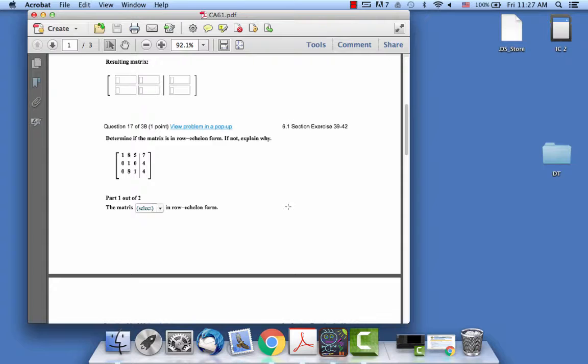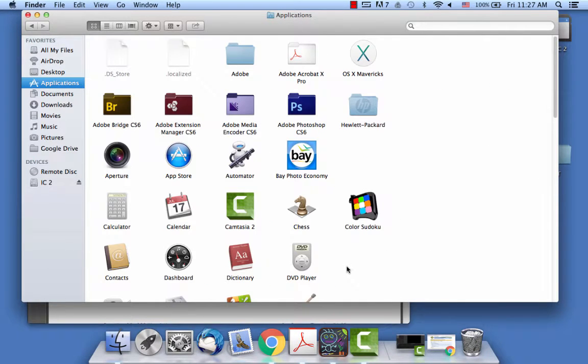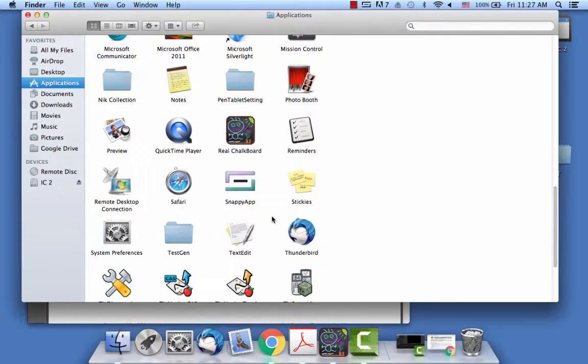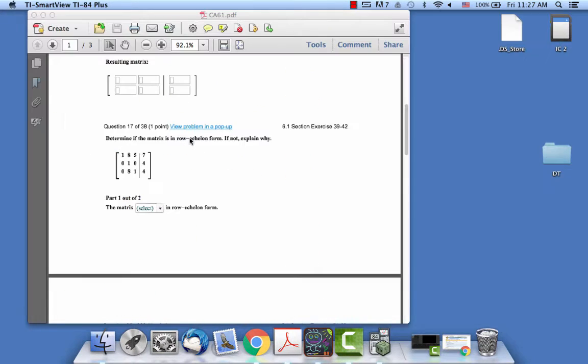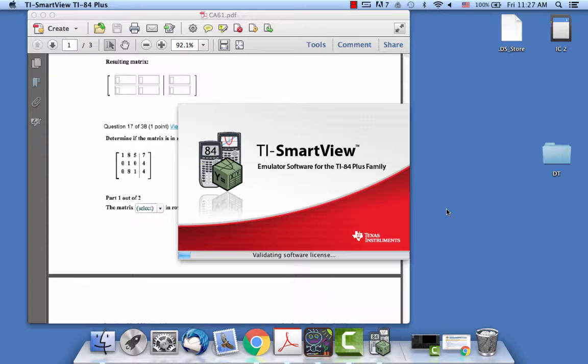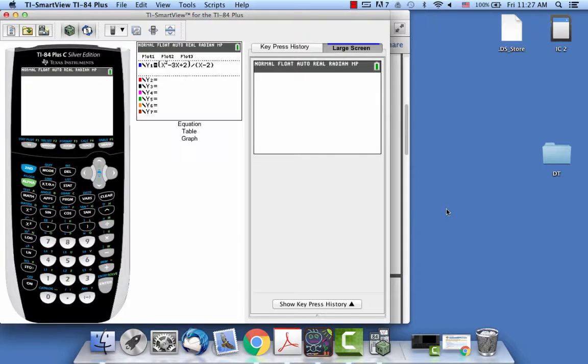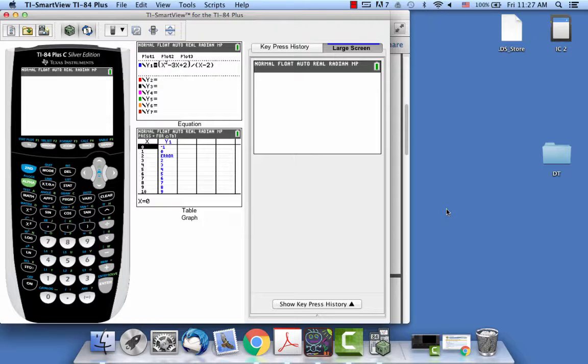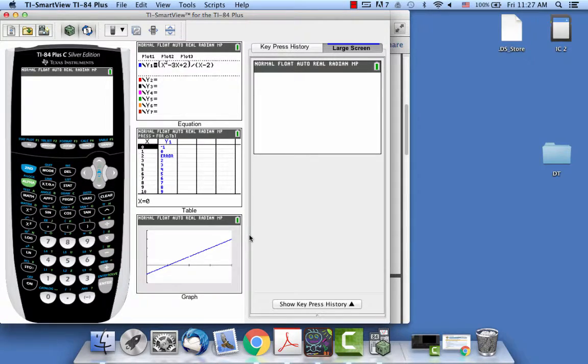Row echelon form and reduced row echelon form are the two things that show up in your calculator. Oh, let me pull up my calculator. It opened before. Previously, these have been called Gaussian elimination and then Gauss-Jordan elimination. So basically, Gauss created a row reduction system to solve systems of linear equations where the bottom corner was all zeros, and then Jordan came along and sort of fixed it up.